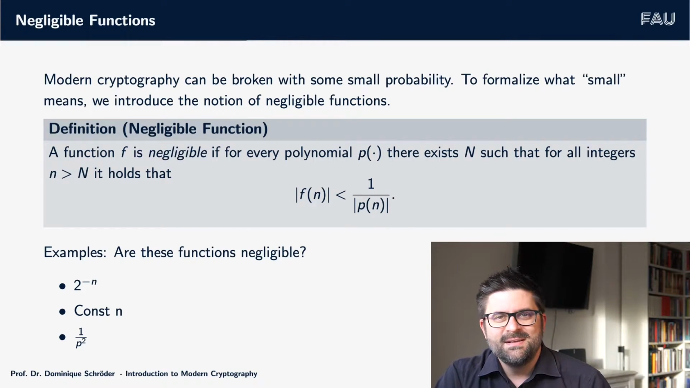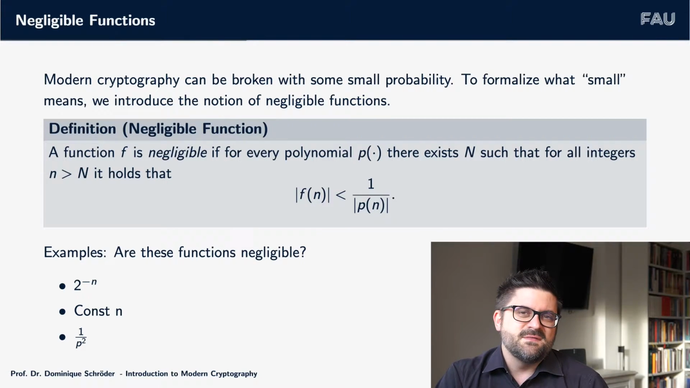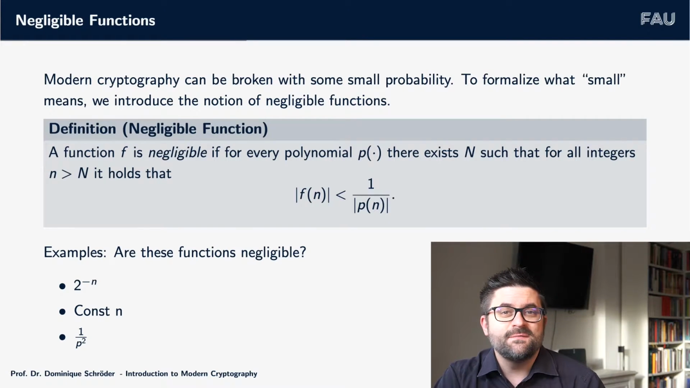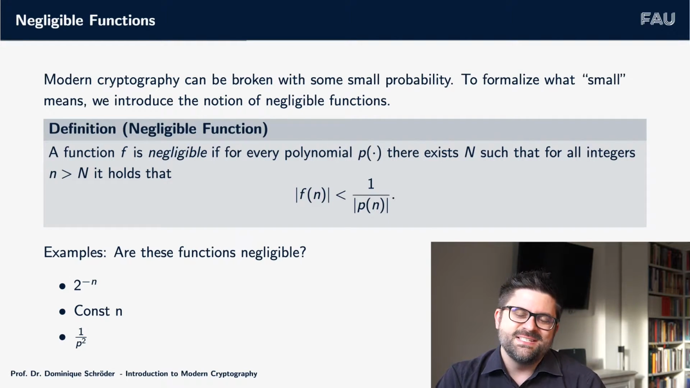So let's take a look at the second example, the constant function. That's a tricky question. So you might want to pause the video at this point and think about it for a second. The constant function is in fact tricky because we didn't define what the constant actually is. If the constant, for example, is 2, then it is not a negligible function because it will never go towards 0. On the other hand, if the constant is 0, then it is a negligible function because it is already at 0. So what about the last example, 1 over p squared? This function is not negligible because you can easily find a polynomial function that goes faster towards 0 than 1 over p squared, right? For example, 1 over p to the 4.